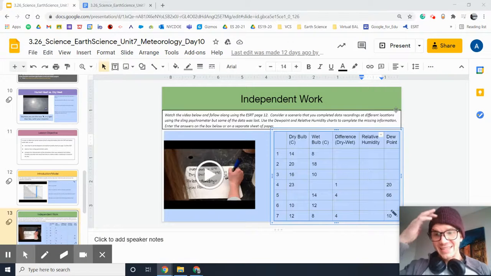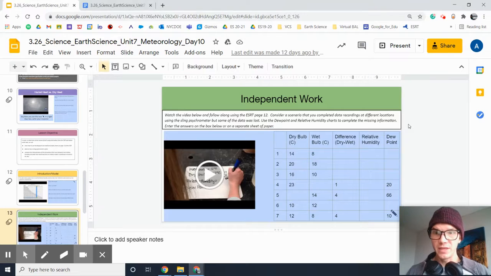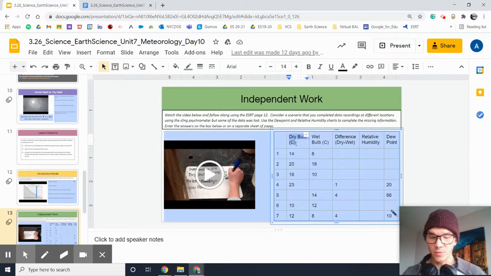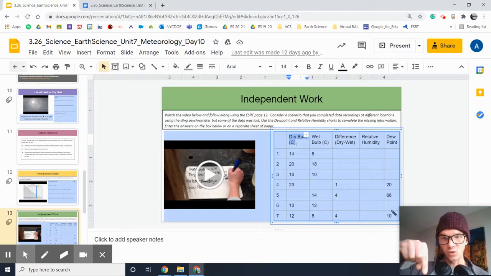Hey everybody, it is day 10 of our meteorology unit, and today you've been talking about the weather factors that we can determine using a Sling psychrometer. So with the Sling psychrometer, the instrument essentially has two thermometers. One is known as the dry bulb. The other thermometer has a cotton wick over it that you're going to dip into water.